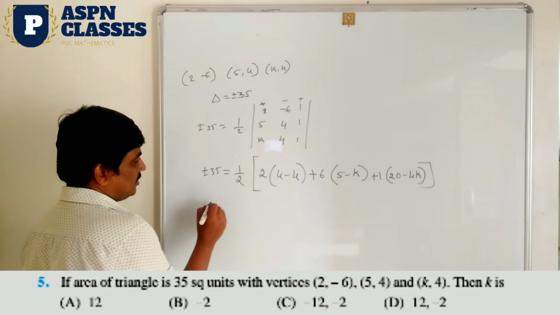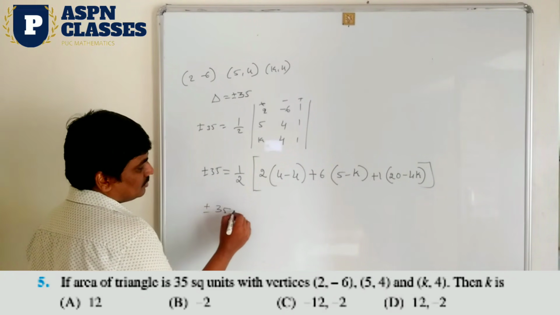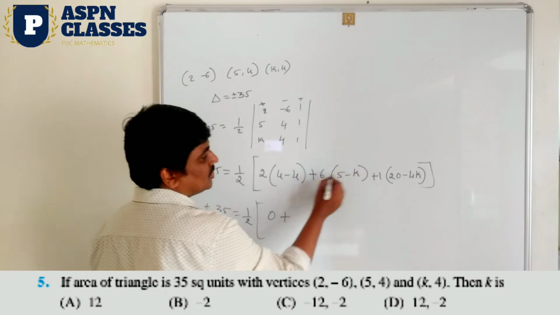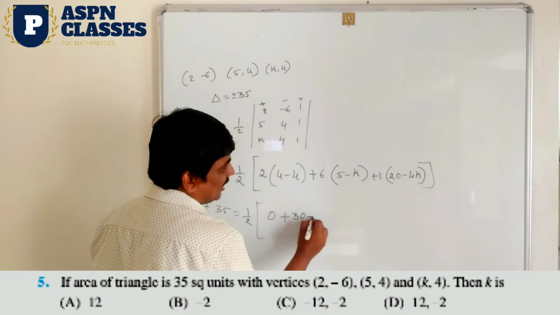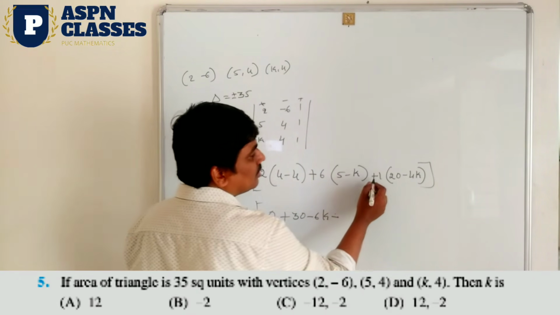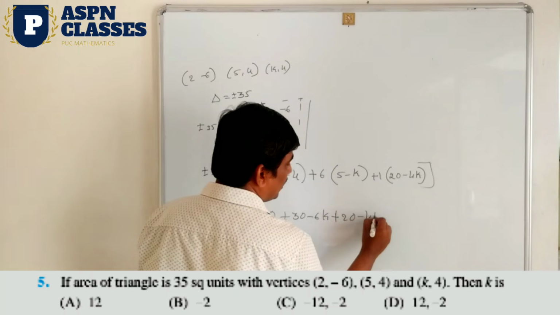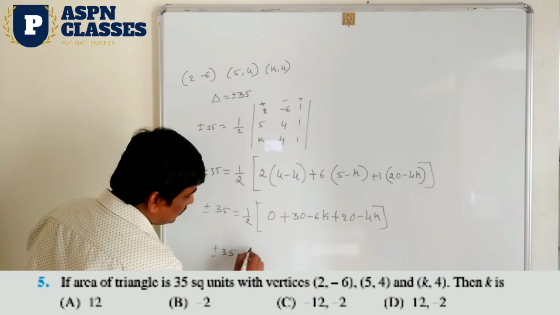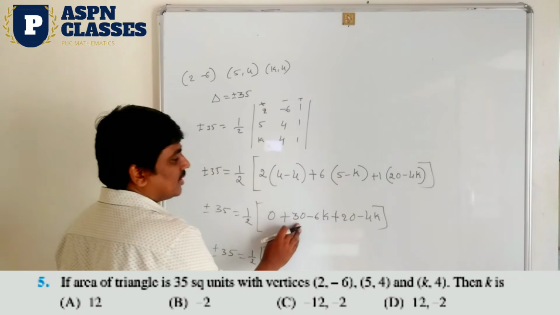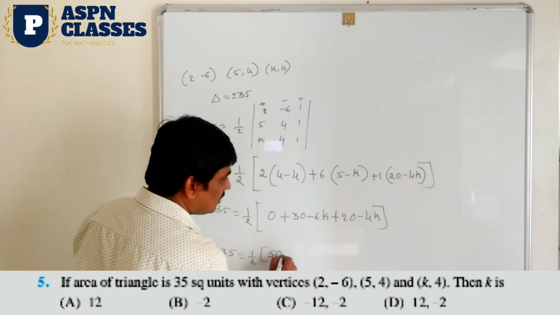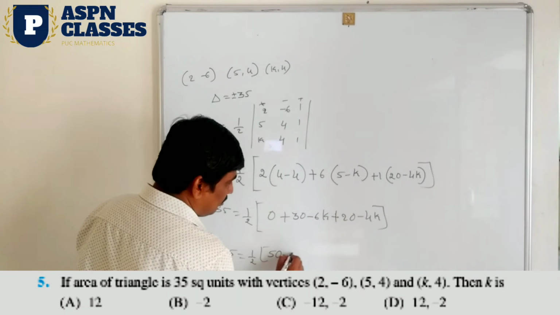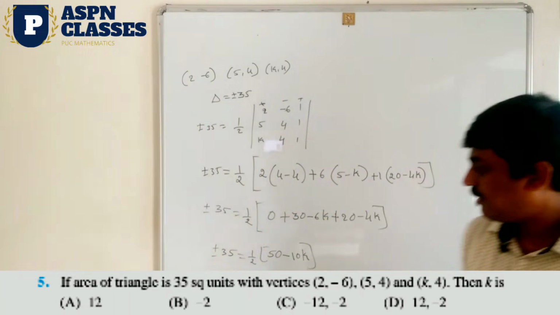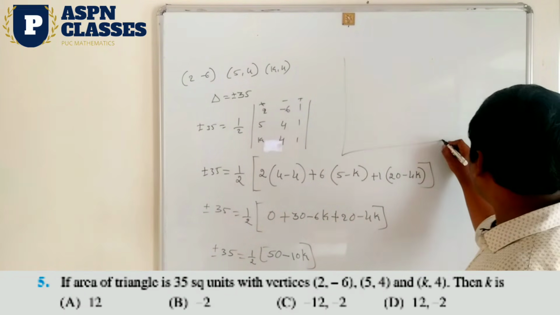Is it clear? So next step, observe here, 35 plus or minus 1 by 2 into, so 4 minus 4, this result is 0 only, plus 6 multiplied here, 30 minus 6k plus 20 minus 4k. Again you may simplify this. 35, 1 by 2 into bracket 30 plus 20, it means 50 is the answer, and minus 6k minus 4k, it means minus 10k. Here you take 10 as a common factor.